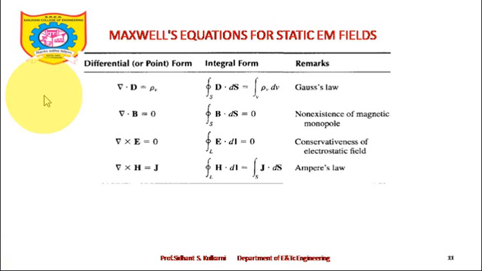What is Maxwell's first expression? Del dot D bar equal to rho V. We have solved Gauss law and came to the conclusion that divergence of electric flux density is equal to volume charge density rho V. This is nothing but the statement of Gauss law. So this is the first expression, called the point form or differential form of the first Maxwell's equation. This is taken from electrostatics.